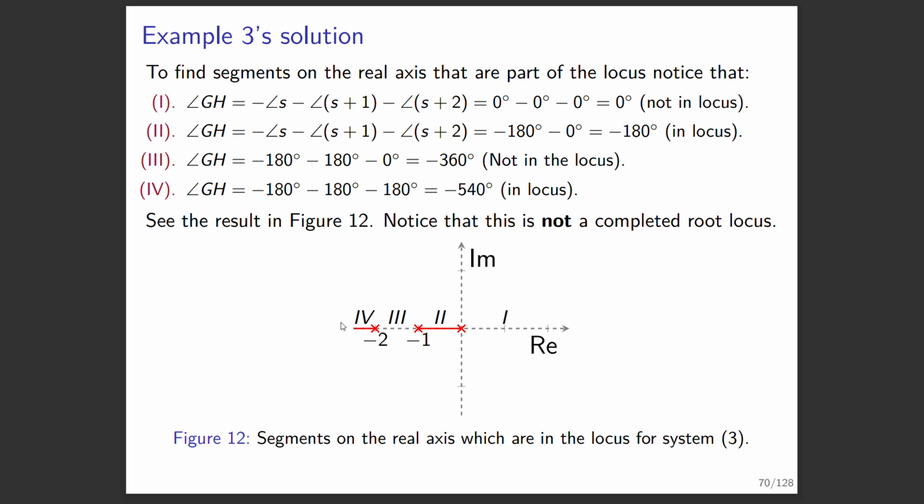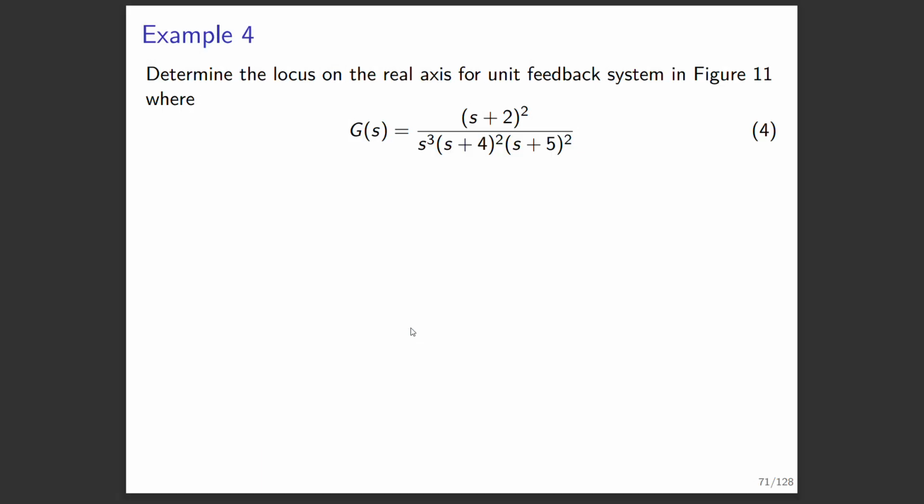And segment 4 has 1, 2, 3 poles on the right hand side of it and no zeros. So again, it has an odd number of poles and zeros on the right hand side of it, so it's inside the locus. What you see up here is the mathematical calculations for it. You should actually find the angles to see if the segment is in the locus, but the simple way of thinking about it is just to count the number of poles and zeros, and if it's odd, then that segment is in the locus.